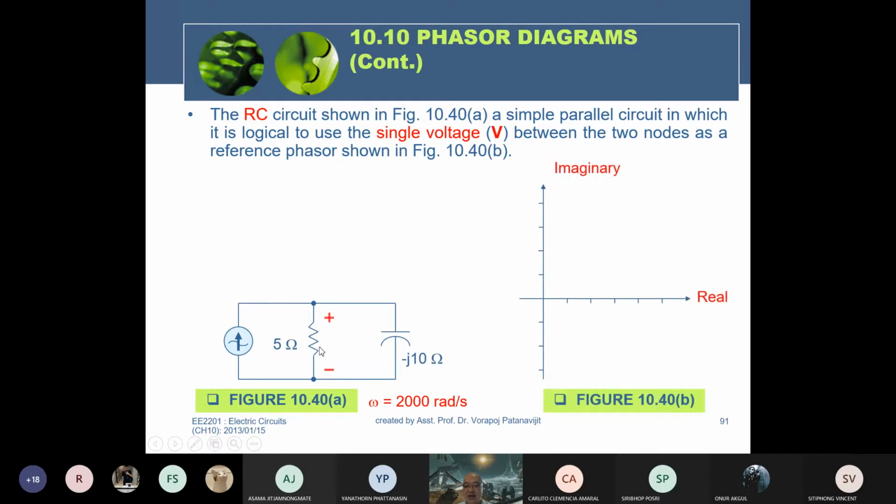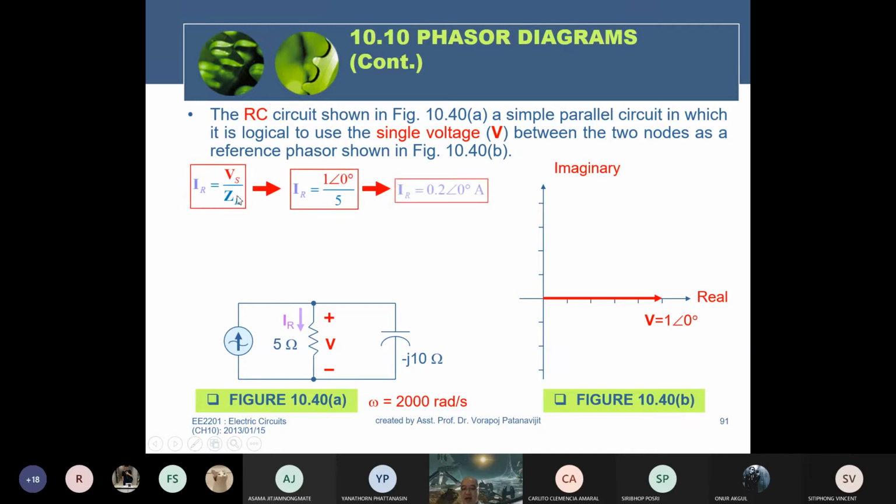To plot them, in this circuit the common term is the voltage across all. The voltage of the current source equals the voltage of the 5 ohm resistor equals the voltage of the capacitor. We set V to be 1 volt at 0 degrees. Once you know V, you can find the current flowing in the resistance. V equals IR, so I equals V divided by R, or divided by Z. 1 at 0 degrees divided by the pure real resistance 5. Therefore IR equals 0.2 at 0 degrees.